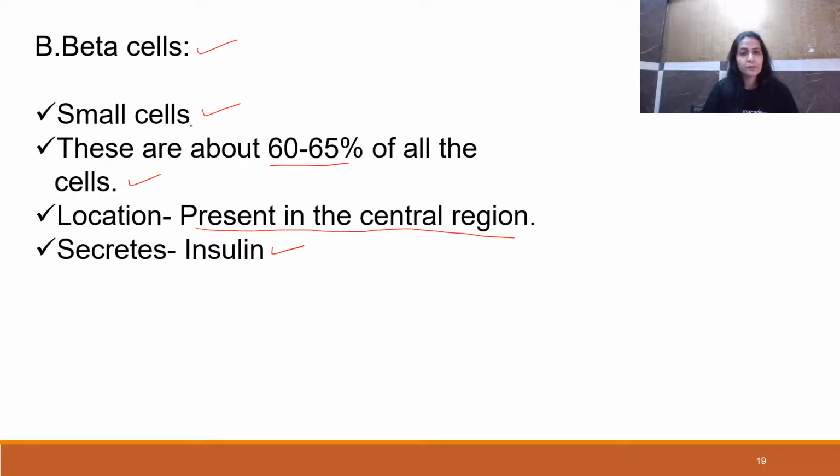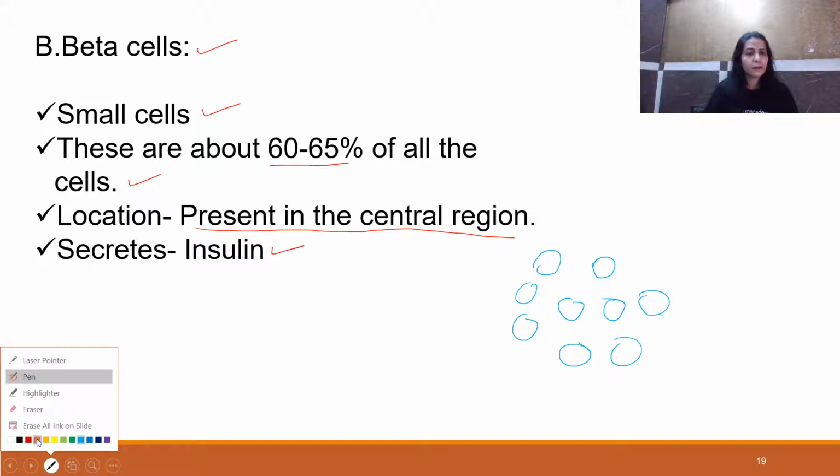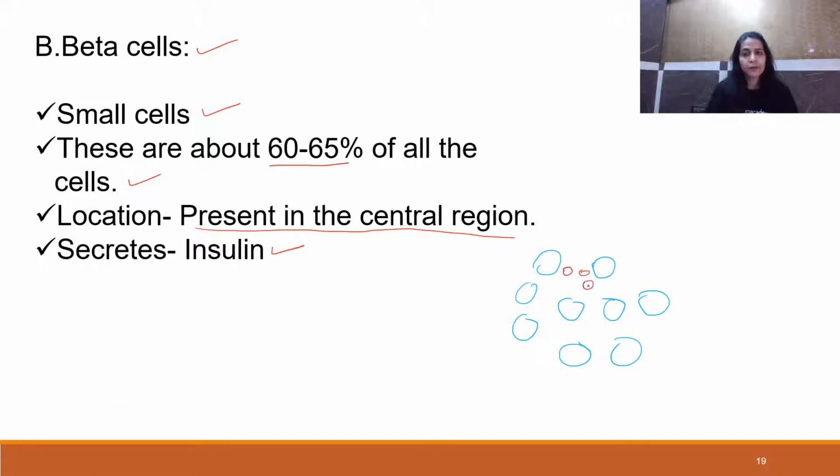So, they are small cells, occupying about 60 to 65% of the total cells, in the central region, and they secrete insulin. If I have to redraw that whole same thing for you, quickly I'll do that. The blue ones are acini, which will be secreting enzymes, right? And in between the acini, the red color border ones are alpha cells on the periphery, and then we will have small ones towards the center. The green ones are beta cells, right?